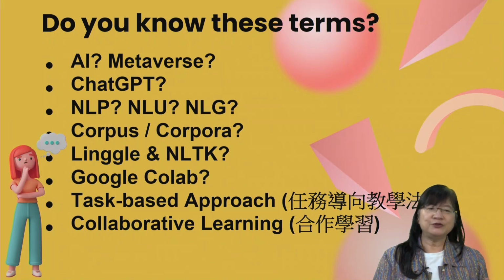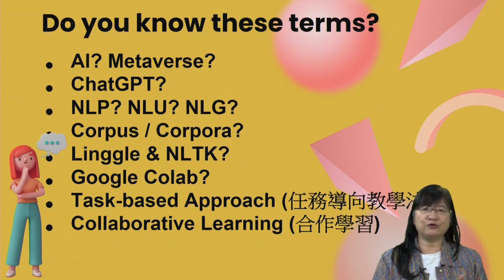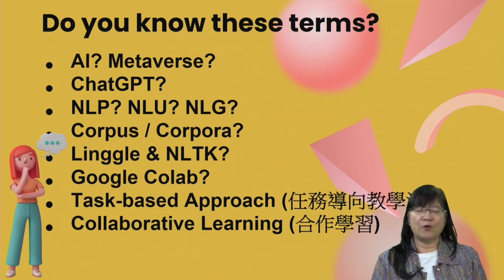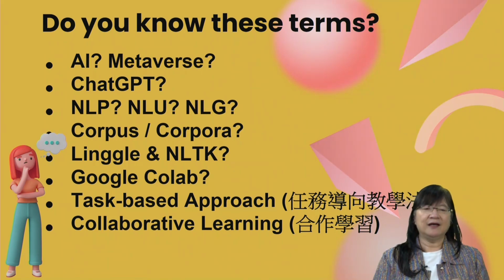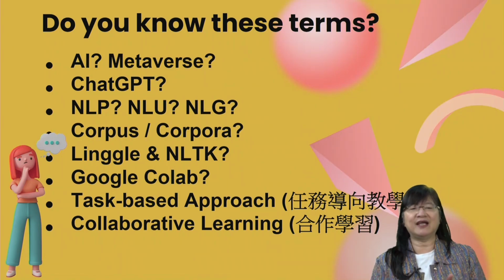Okay. Do you know NLP, NLU, and NLG? Well, NLP is natural language processing. NLU is natural language understanding. NLG is natural language generation. All right. The next one is about the corpus or corpora. One is the singular and the other is the plural form. Corpora, the plural form. Okay. Then, do you know this term? Have you heard this one before? That's a collection of language data.